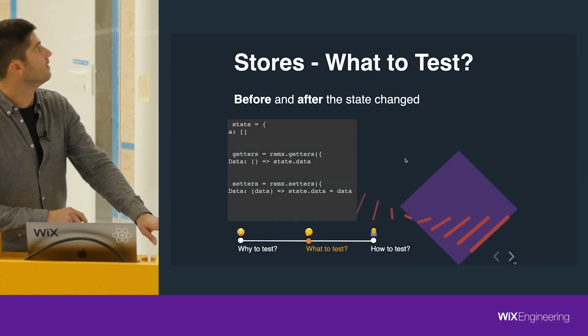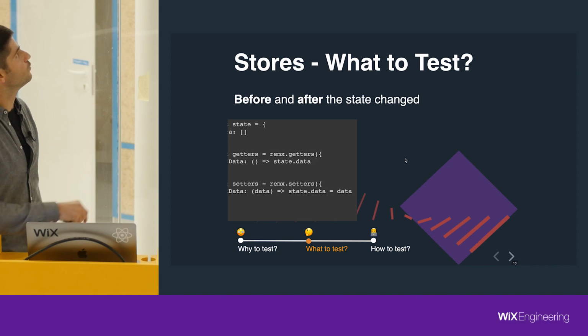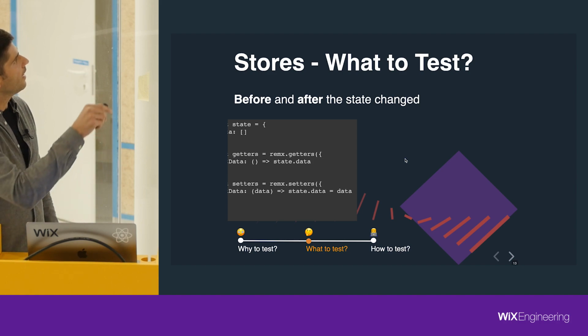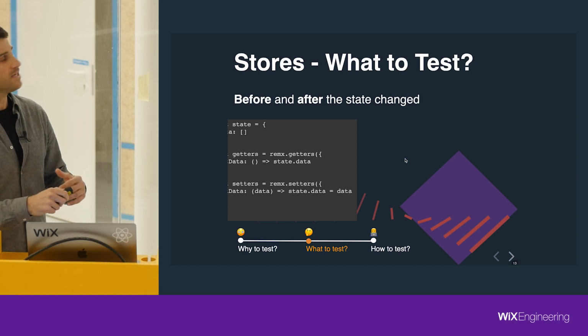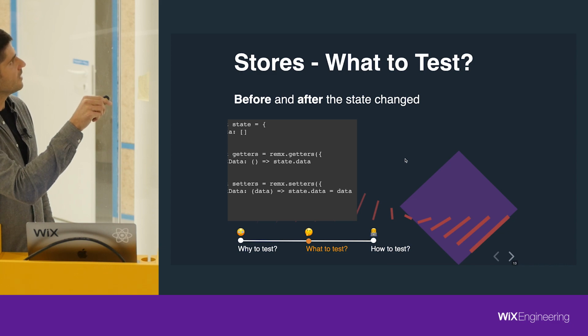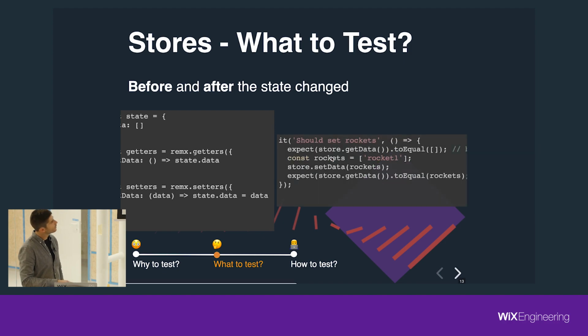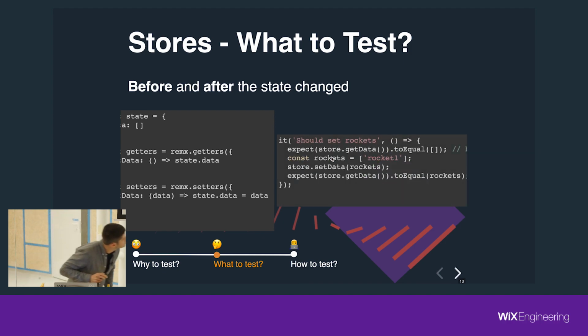So here we can see my state. I have the state, which includes the data array. Here, as I mentioned before, I use Remix, which wraps MobX. I have the getters, and I have the setters. So this is my test for this store. First, I define the before state, the initial state for this test. I set the data, and I see that the store has changed as I expected it to.